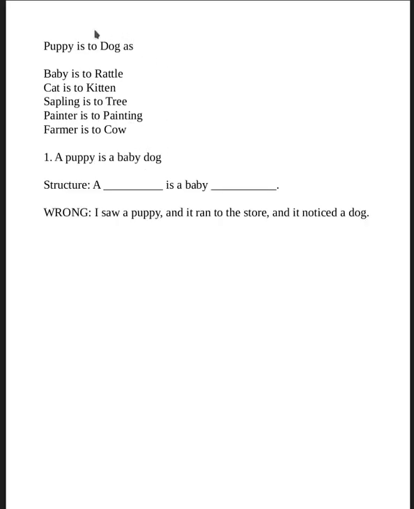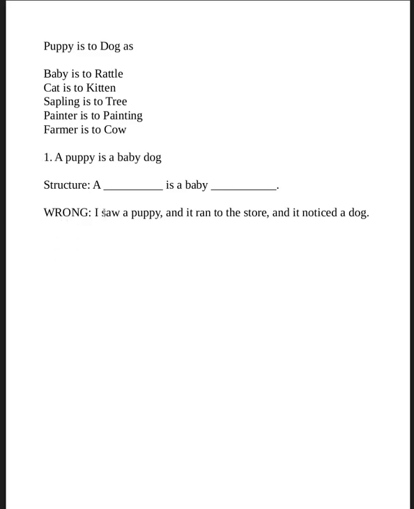Let's talk about analogies. Analogy questions are like this: a puppy is to dog as one of these is to the other thing. Let's take a look at how we solve it. We start off by creating a very simple sentence that shows the relationship between puppy and dog. I choose this sentence: a puppy is a baby dog.